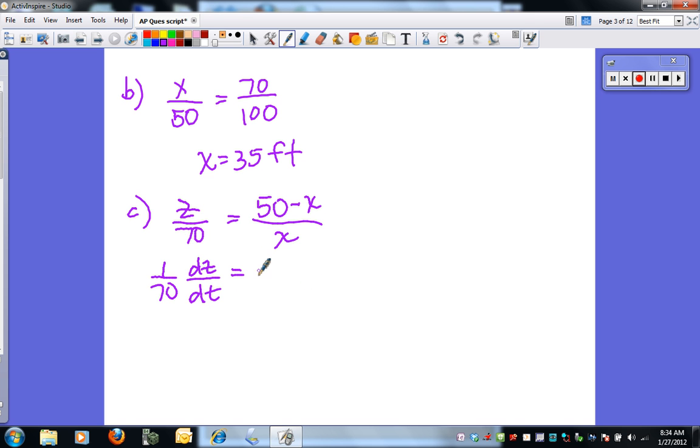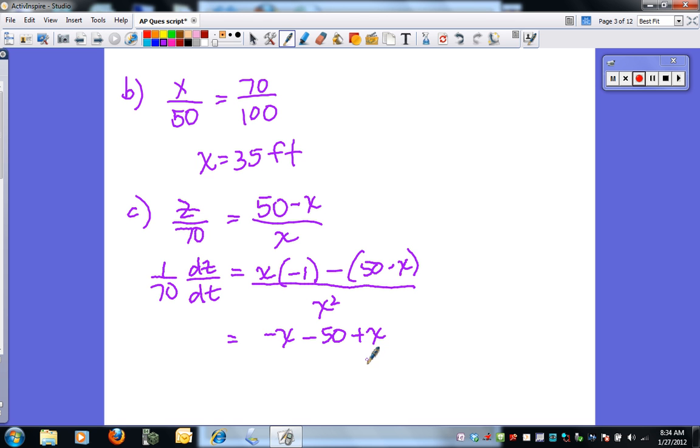Alright. Oh gosh, you're going to do low times the derivative of the high minus high times the derivative of the low, which is just 1, all over low squared. So you're going to get this. We simplify that, and we get negative x minus 50 plus x. And it looks like my x's go goodbye-bye. And I'm left with 1/70th dz/dt equals this derivative, which ends up being negative 50 over x squared.